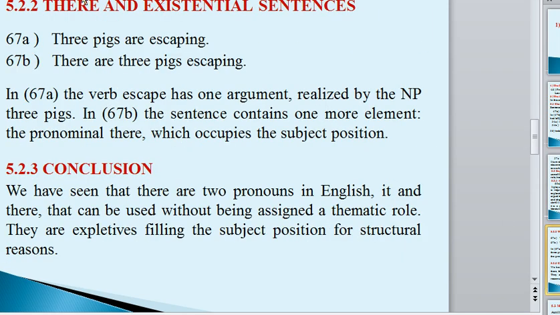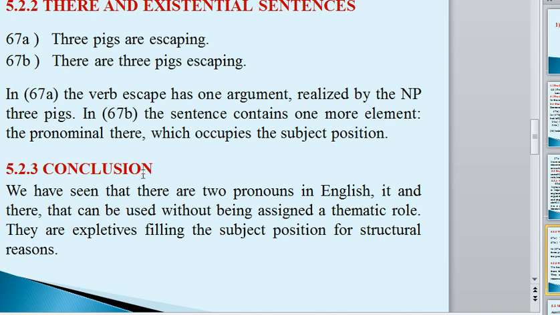The other expletive pronoun in English is there. So look at this sentence: "3 pigs are escaping." In this first sentence, escaping is the verb and it needs one argument, 3 pigs. But in the second sentence, "There are 3 pigs escaping," this sentence contains another element, which is the pronominal there, which occupies the subject position of the sentence.